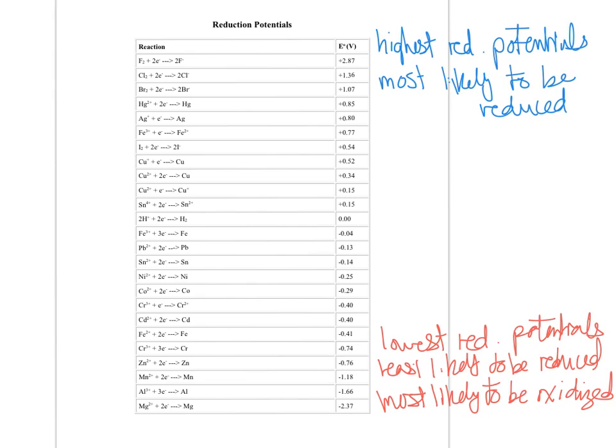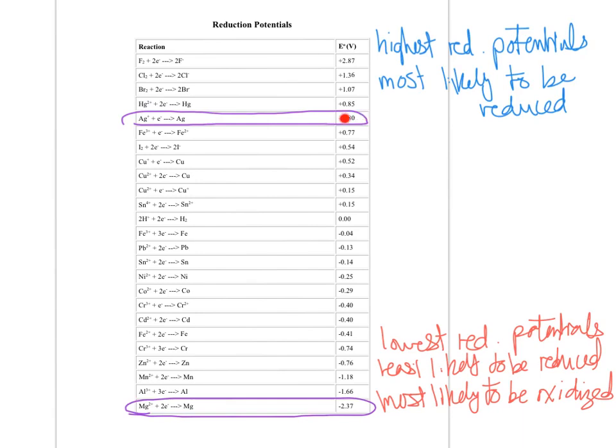And so in our example, we wanted to look at silver and magnesium. So you want to try to find silver and magnesium here. So here's silver. And here's magnesium all the way at the bottom. And so if you look at the reduction potentials, silver has a higher number than the magnesium does. So that means silver has a higher reduction potential, and so it is more likely to be reduced compared to magnesium. Magnesium has a lower reduction potential.